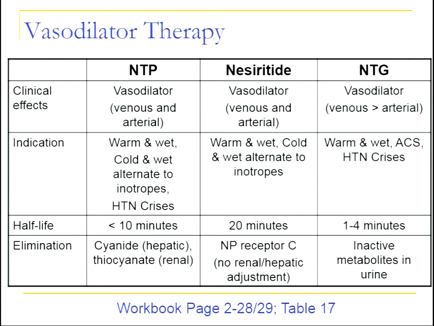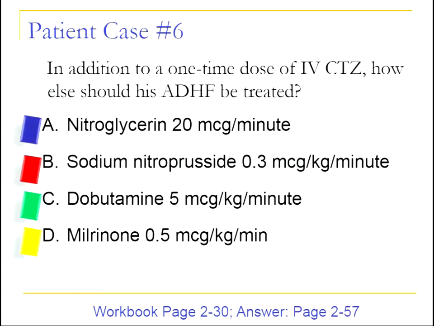Nesiritide has kind of fallen out of favor because of its cost and the long half-life and no advantage over the other two. But it's also a balanced arterial and venous vasodilator as well, and it can be used. It does not require renal or hepatic adjustment, which nitroprusside would. So as long as you have blood pressure to work with, go to a vasodilator first.